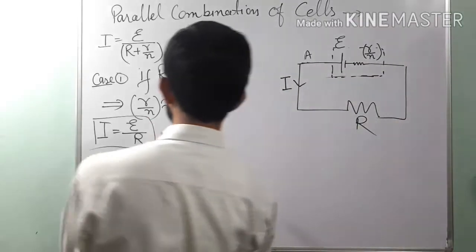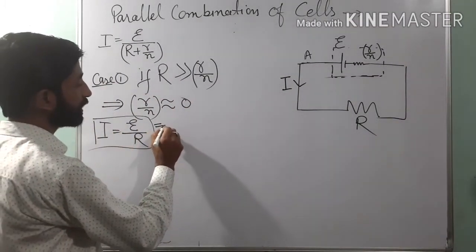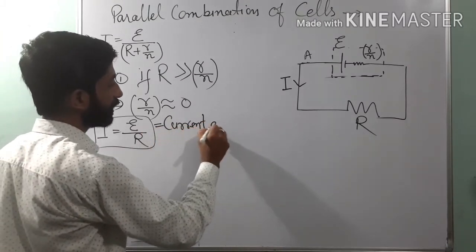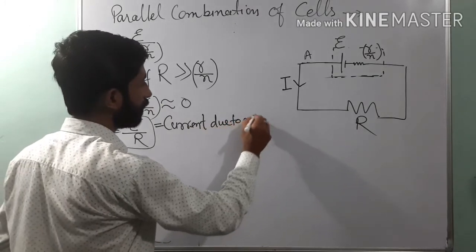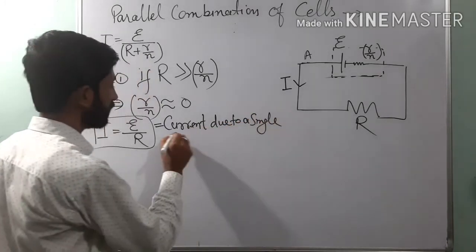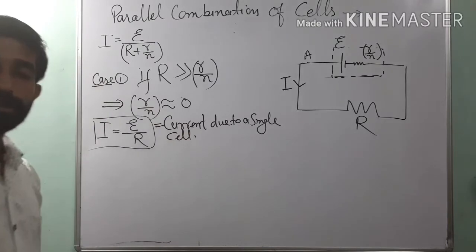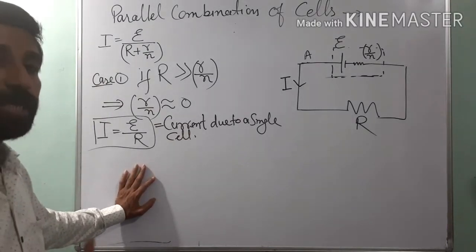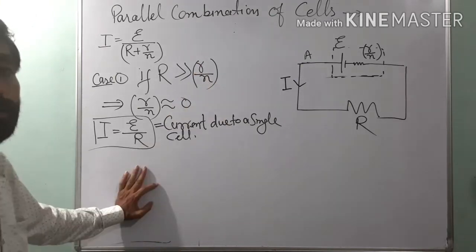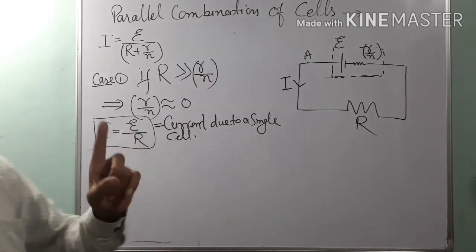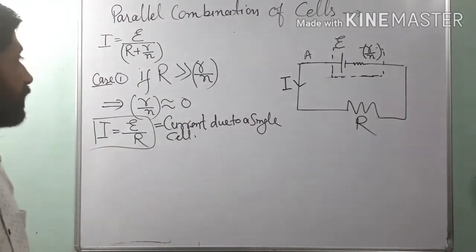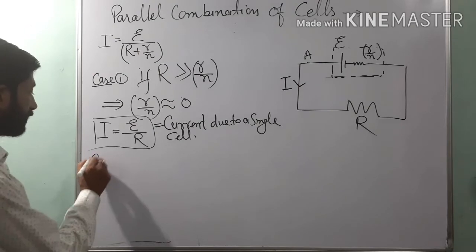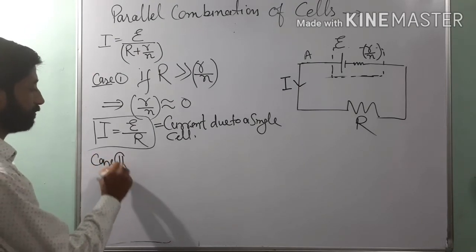This is the current due to a single cell. So why should I take a parallel combination of cells? Why should I invest more money for the parallel combination of cells? Rather, I should take only one cell when this condition applies. Mind this.